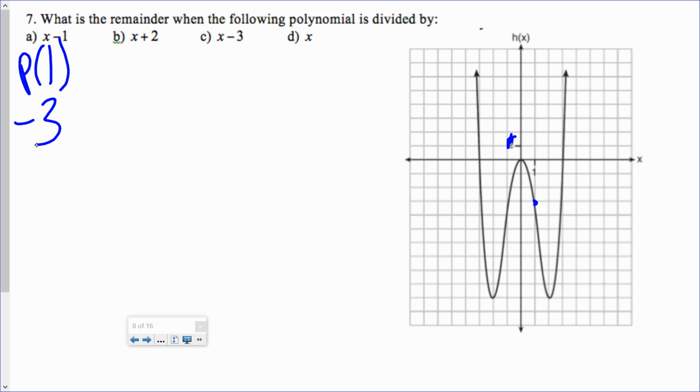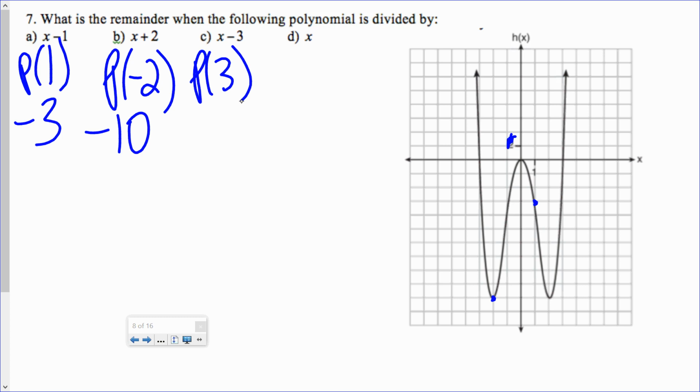y value is. B, if I want to know the remainder when I divide by x plus 2, then I'm going to substitute negative 2 in for x. So when x is negative 2, the y value is negative 10. If I want to know the remainder when I divide by x minus 3, then I'm substituting 3 into the function. When x is 3, y is 0. So the remainder would be 0.